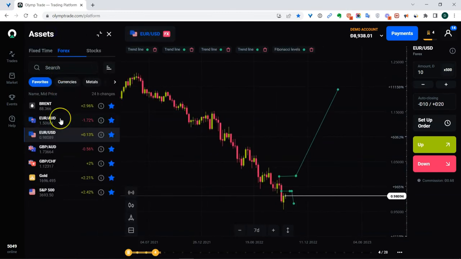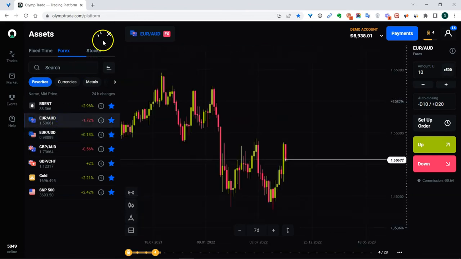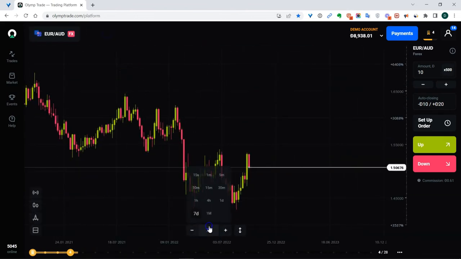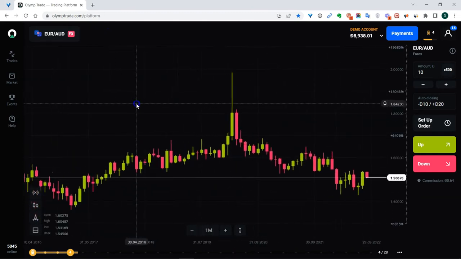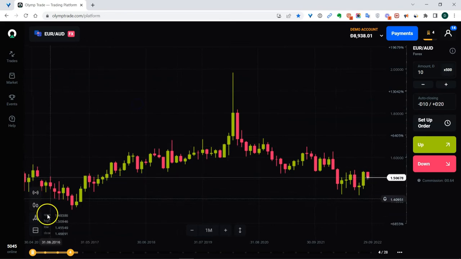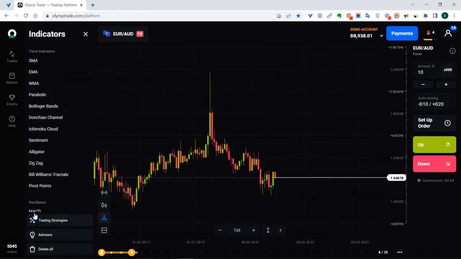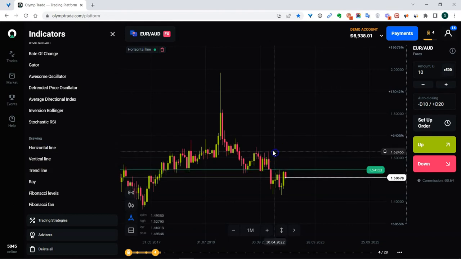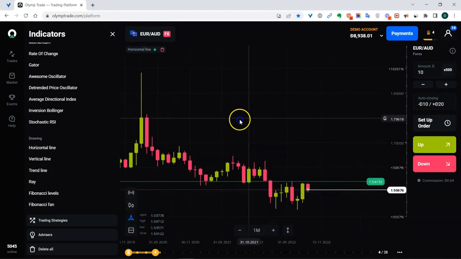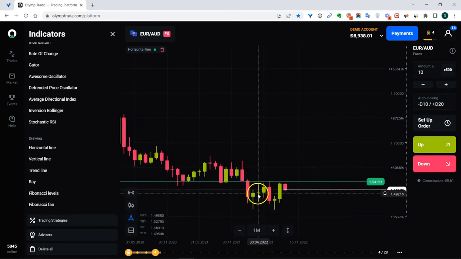Let's go to the next one, another Euro pair. So let's go to Euro Aussie, and again, I'm just going to zoom out on the monthly. So here we are on the monthly. Straight away, what I can see is this zone, this level right here. So let's draw that out. What I can see is that we have now been in a range for many months, and this zone has been created right here.